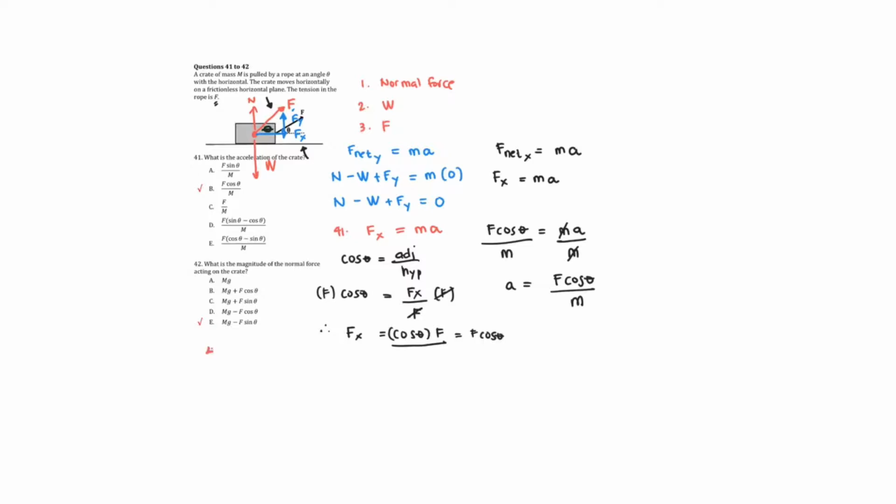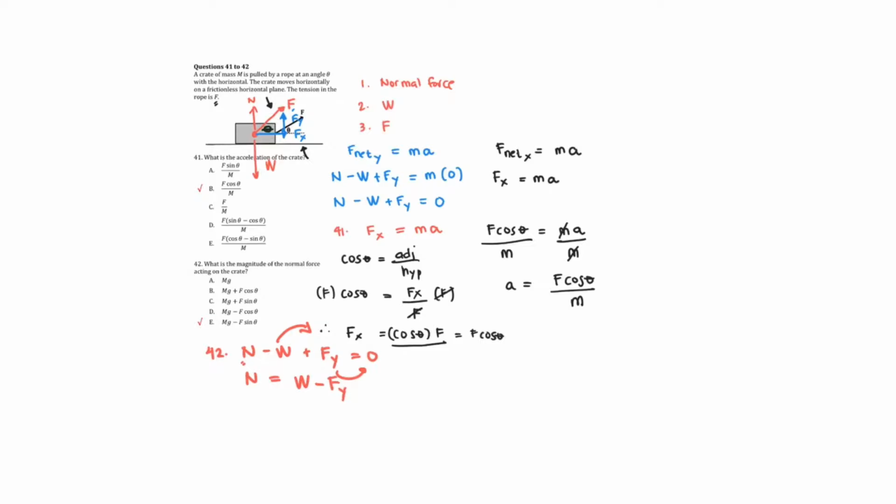So for number 42, we have the equation N minus the weight of the object plus the y component of our tension is equal to 0. So we are interested to solve for N. So we just have to express this equation in such a manner that N would be on one side of the equation and the rest of the variables on the other. So I will have N is equal to, transposing the weight to the other side, as well as the y component of tension, so that I'm going to have negative weight minus Fy.